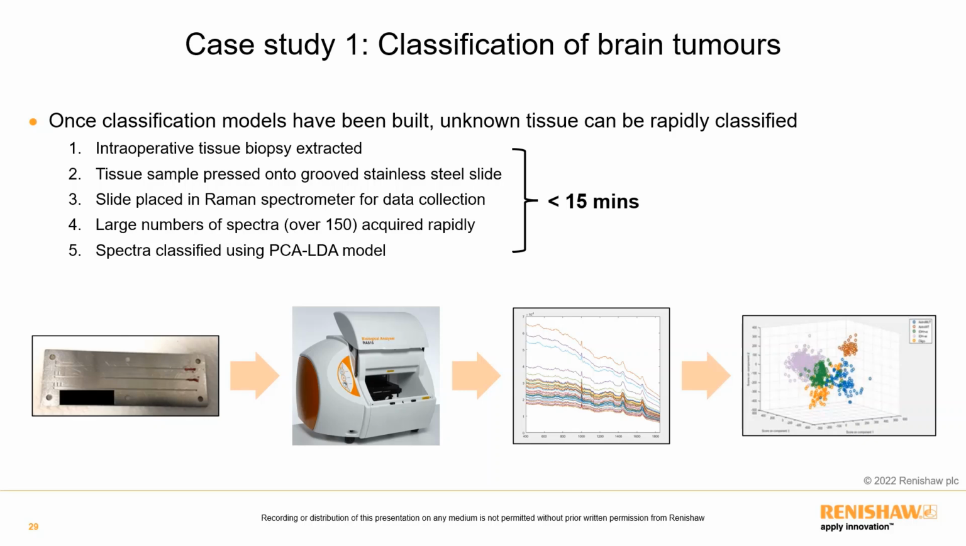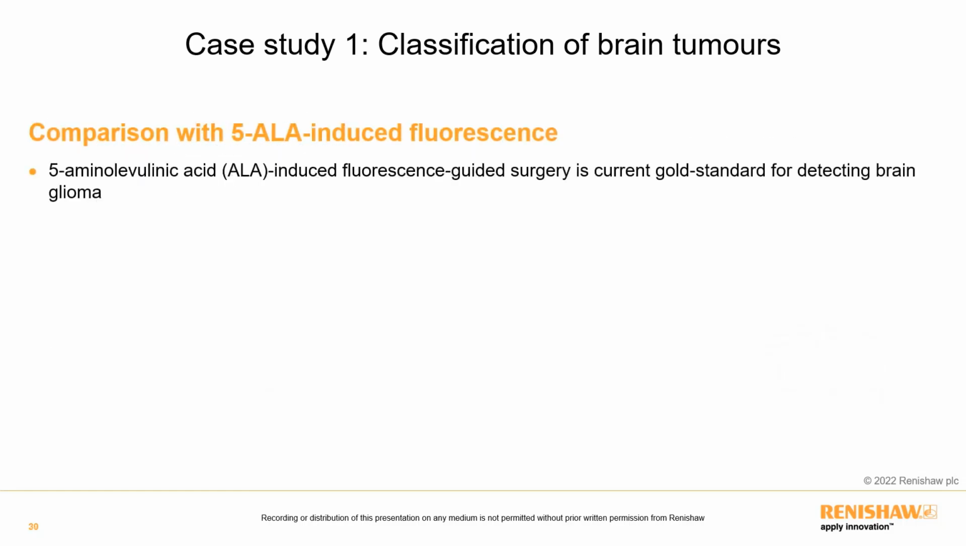The generated Raman data could also complement more conventional biomolecular techniques. To put the potential of Raman spectroscopy into context, we compared its performance with 5-aminolevulinic acid or 5-ALA-induced fluorescence. 5-ALA-induced fluorescence-guided surgery is the current gold standard method for detecting brain glioma. It involves patients ingesting a dye which causes the tumour to fluoresce. However, the technique suffers from poor sensitivity beyond the visible tumour margin.